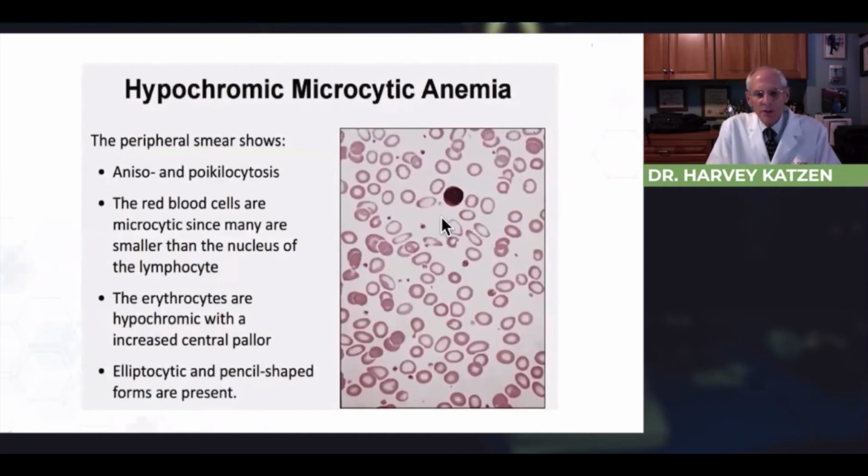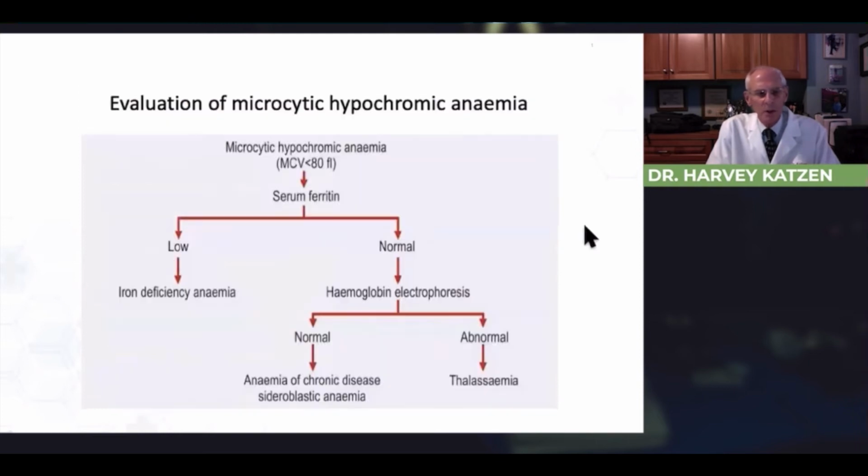So this slide shows several things. These cells are very, very pale. They're hypochromic. These cells are small. They're hypochromic. So this is a hypochromic microcytic anemia, such as one might find in iron deficiency anemia. There are some other interesting shapes in here, such as this cell, which is an elliptocyte, and that may identify a certain type of inherited anemia.